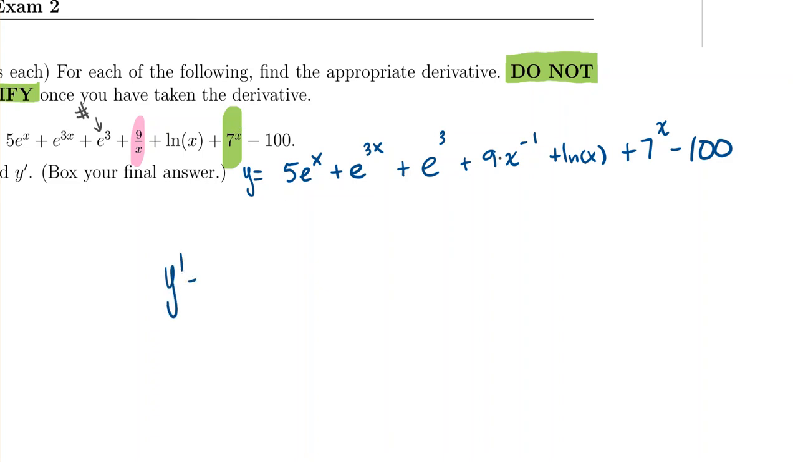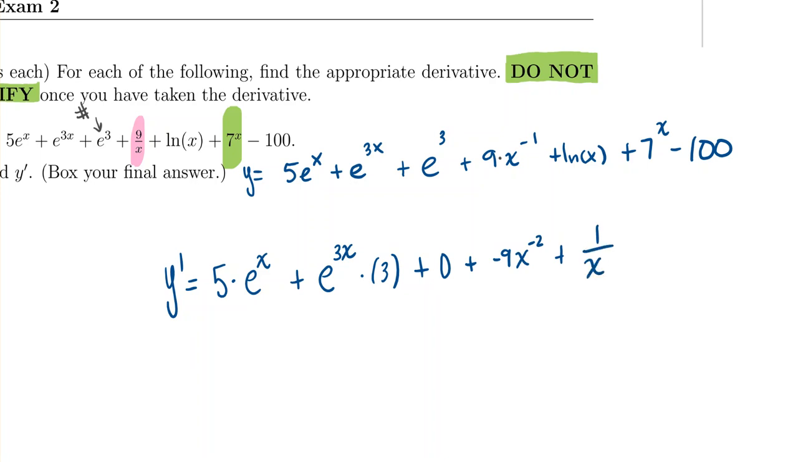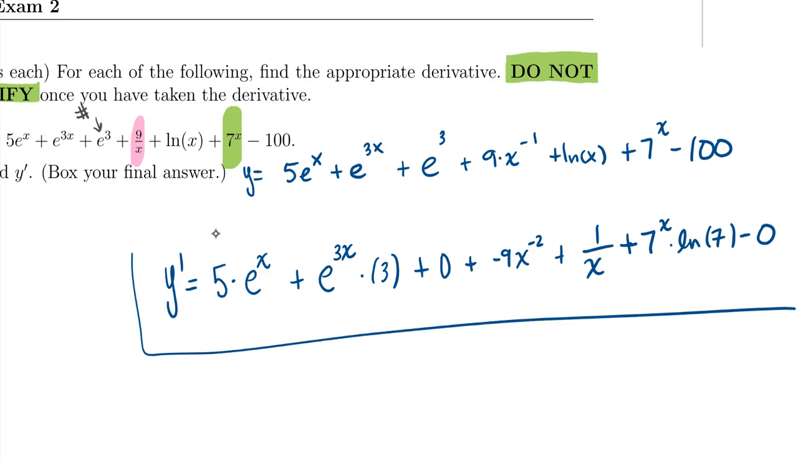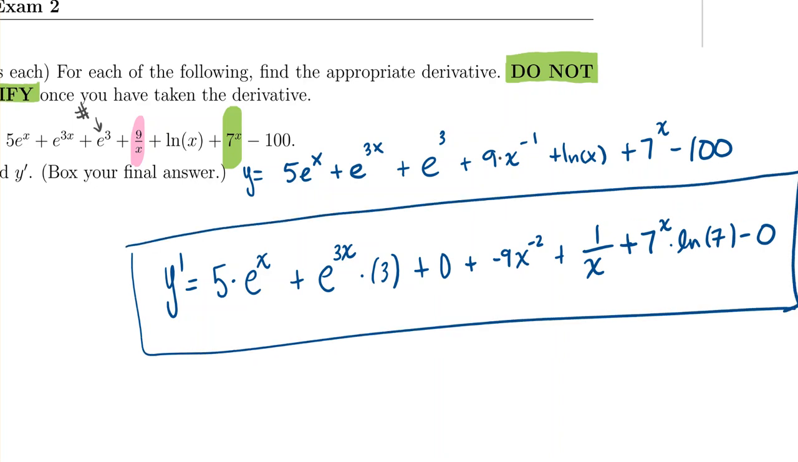We'll get y prime equals 5 times the derivative of e to the x, which is e to the x, plus the derivative of e to the 3x is e to the 3x, leave the inside the same, times the derivative of the inside, which is 3, plus the derivative of a number is 0, plus power rule, negative 9x to the negative 2, plus the derivative of ln of x is 1 over x, plus 7 to the x times ln of 7, minus the derivative of 100 is 0. Okay, it said do not simplify, so we're welcome to just leave our answer like that.